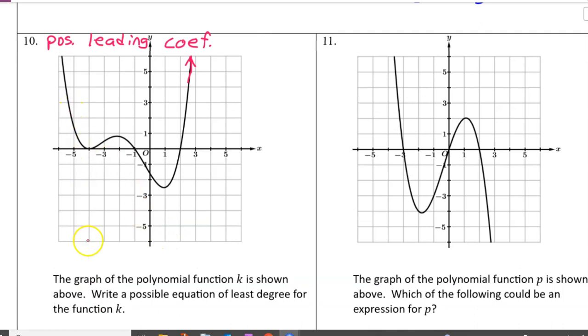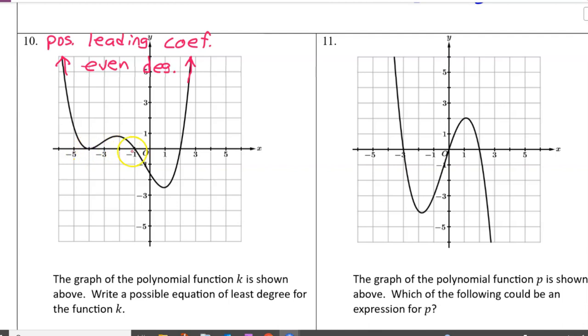Let's keep track of facts we know about the polynomial we will have to write. Because the right end behavior is approaching positive infinity, that tells us that we need a positive leading coefficient. So file that away. Because the end behavior is the same on the left and the right, that tells us that it has to be even degree. So we need a positive leading coefficient and we need even degree.